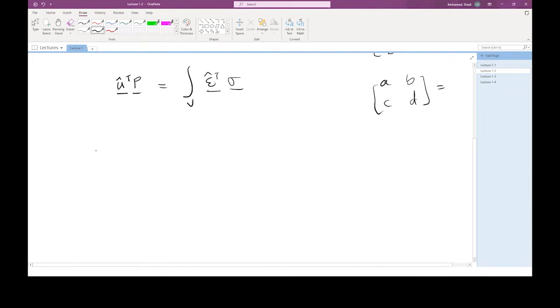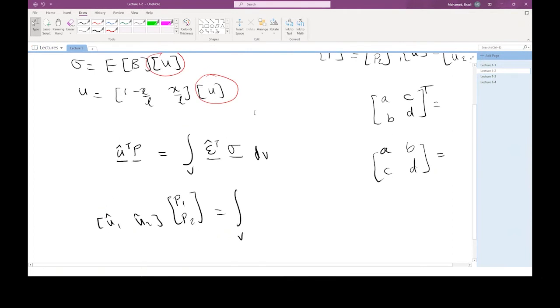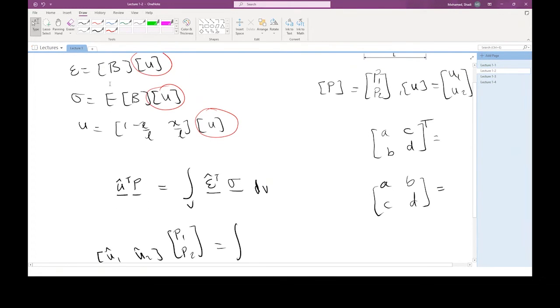So I have a virtual displacement. I'm just going to write it down. This is U1 hat, U2 hat, multiplied with P1 and P2. This is equal to the integral, sorry, with dV in there as well. So this is equal to the integral over the volume. I'm going to write this down as an expression for what I had in the past for displacement. So I have B multiplied with U.